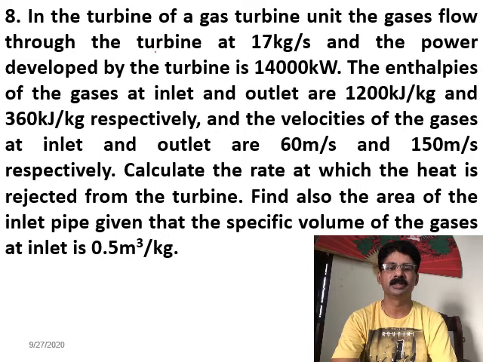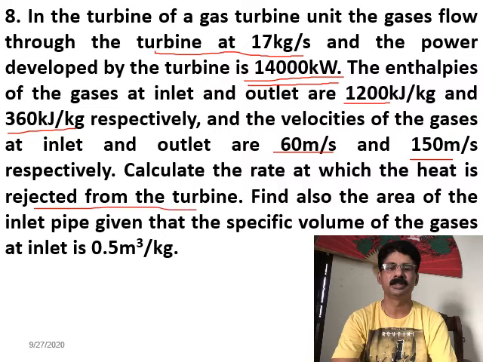Here also the mass flow rate is given directly per second. In the previous problem it was given in kg per minute, here it is per second. Now power developed is nothing but W dot, given in kilowatt. In the previous problem we calculated enthalpy, but here H1 and H2 are given directly. Velocities V1 and V2 are given, and there is no mention of the level or position of inlet and outlet. That means the potential energy change you can take as 0 if nothing is mentioned about that. And calculate the rate at which heat is rejected from the turbine.